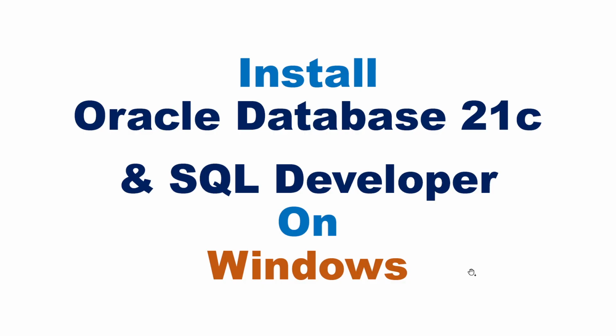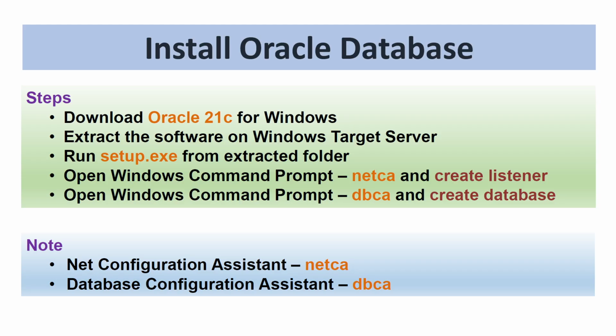Hello all, in this tutorial we will learn how to install Oracle Database 21c and SQL Developer on Windows. To install Oracle Database, download Oracle 21c for Windows, extract the software on the Windows target server, run setup.exe from the extracted folder, open the Windows command prompt and run netca to create the listener, and open the Windows command prompt and run dbca to create the database. NetCA stands for Net Configuration Assistant.